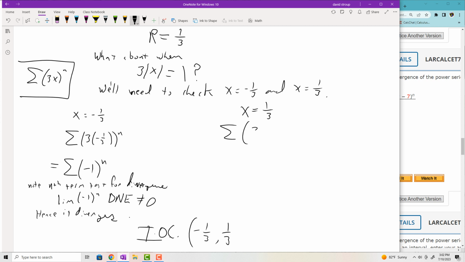And this time I'll have 3 times 1/3 to the n, which will just be the series 1 to the n, which is just 1. And I could do the nth term test again. So again, I'll take the limit of the terms of the series. The limit of 1 is just 1, which is not equal to 0. Hence, it's divergent over here, too.